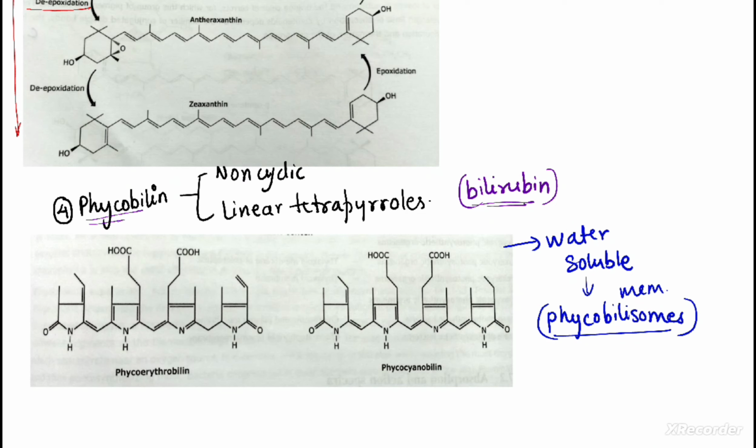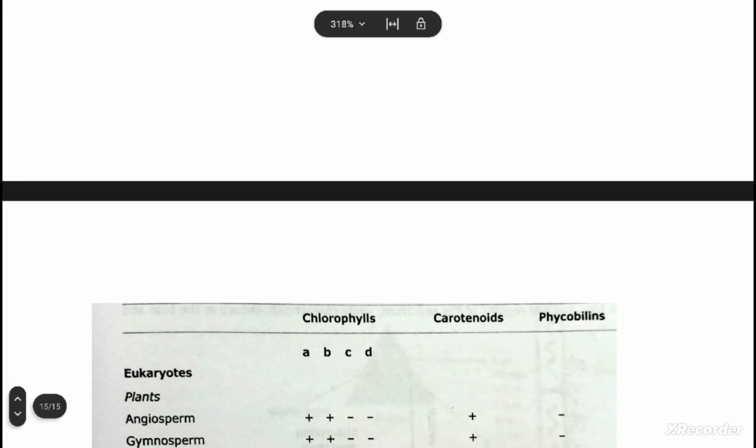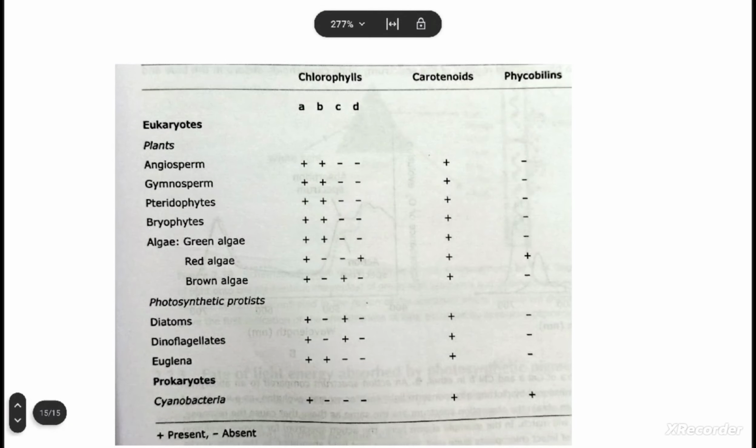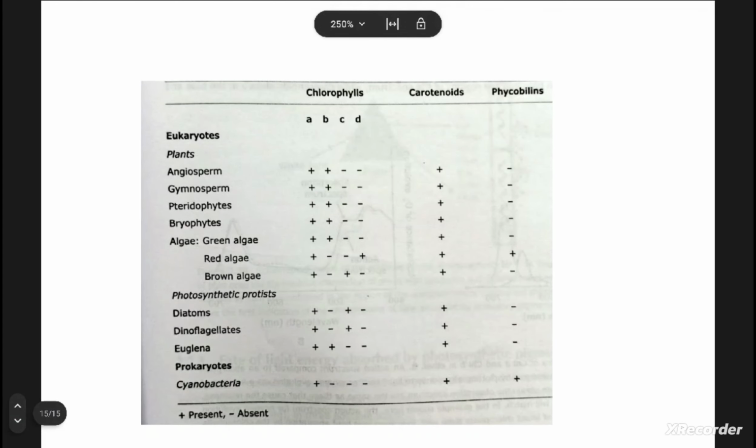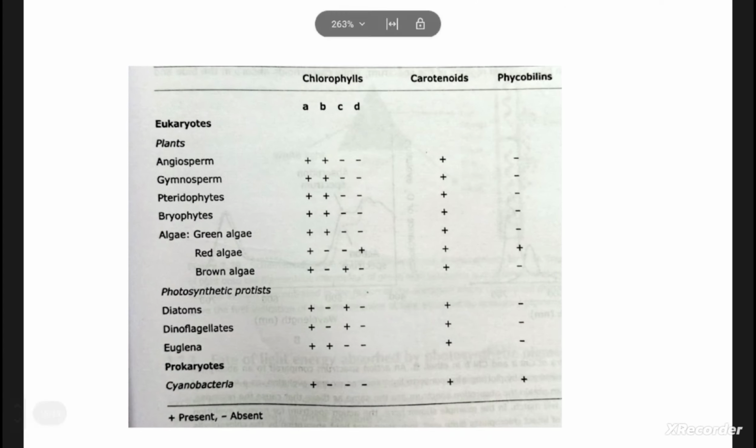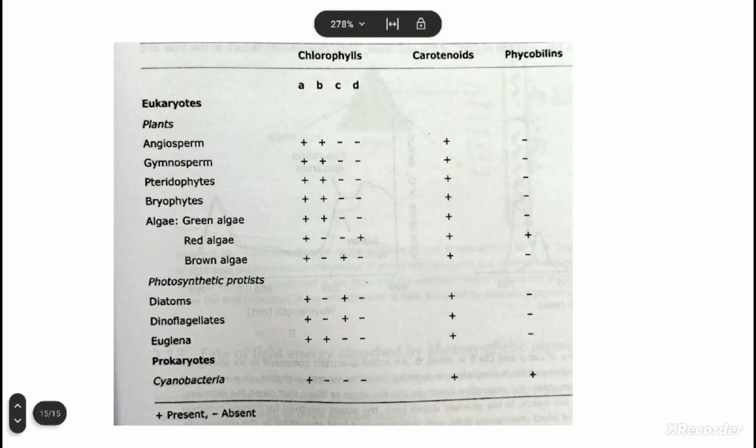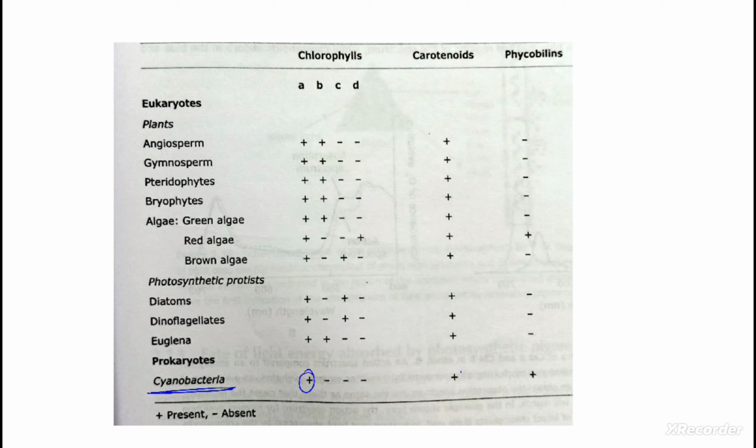Now the next thing that we will be looking at is the presence of all these pigments, how they are distributed throughout the biodiversity, in all these different plants or prokaryotes. I'll just display this, you can take a screenshot of it and remember. What is important here is that cyanobacteria has more chlorophyll A, and it also has carotenoids and phycobilin. Another important one where phycobilin is seen is red algae. So phycobilins are present in red algae.